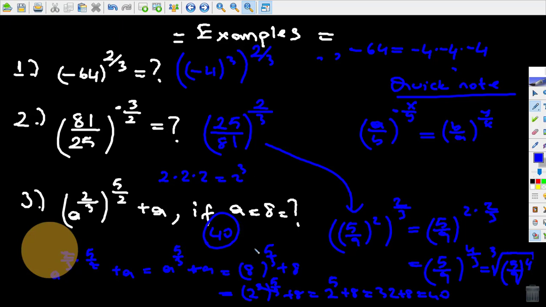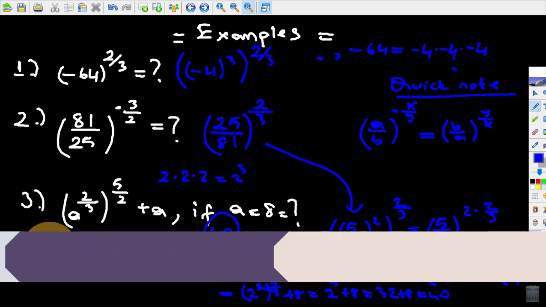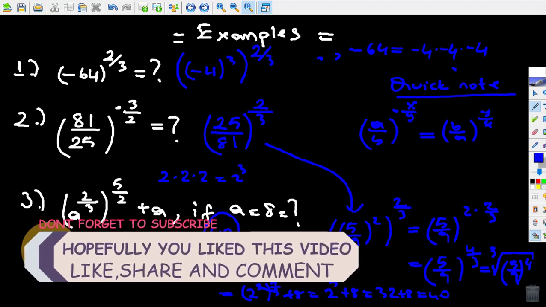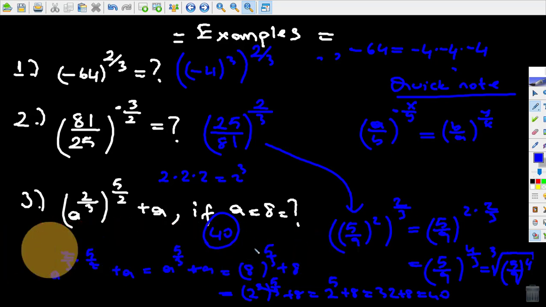Alright guys, in this video we talked about fractional exponents, and also how to convert fractional exponents into radical forms, and we solved 3 problems. Hopefully you understand better. Please stay tuned for the next video, because in the next video we're going to talk about how to simplify radical expressions.